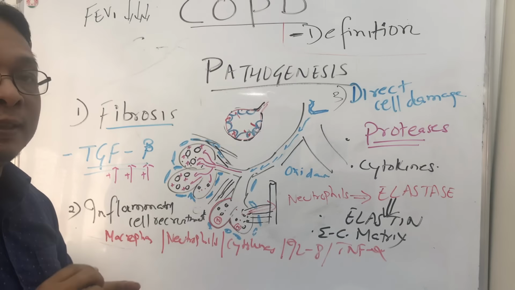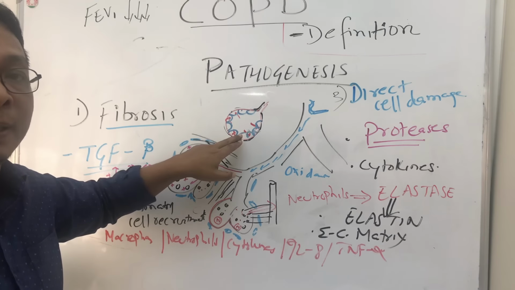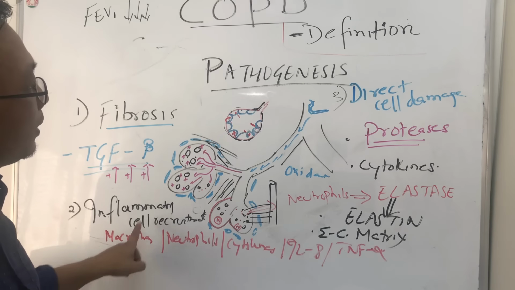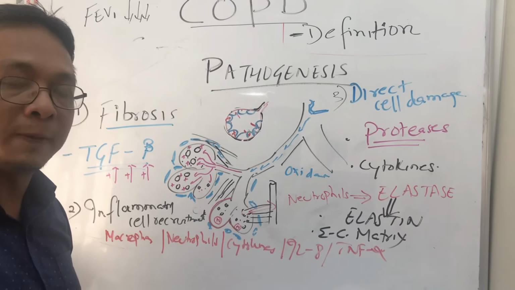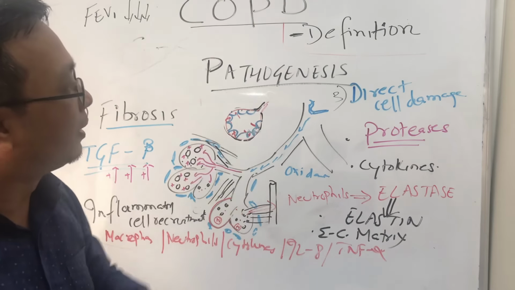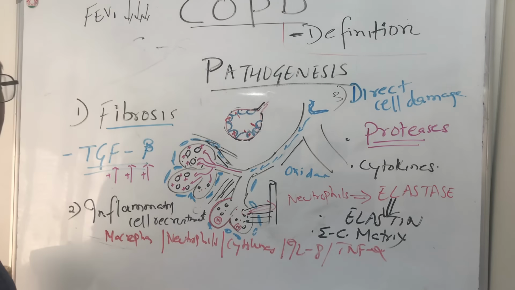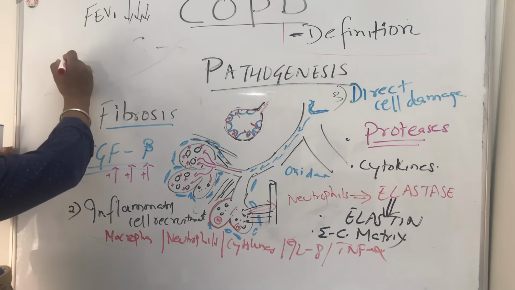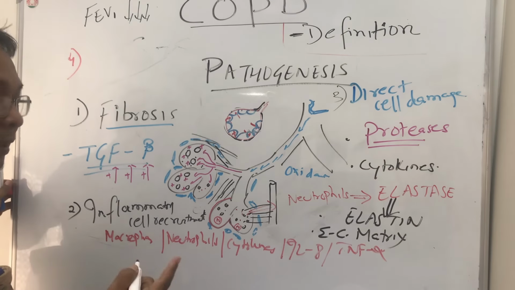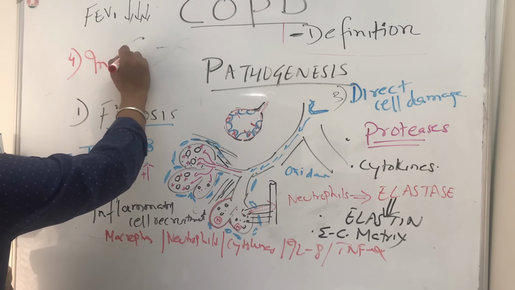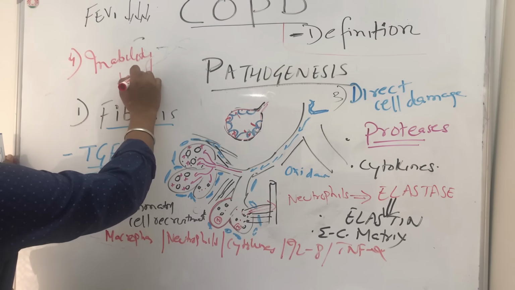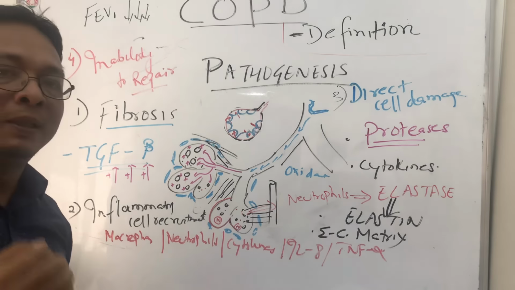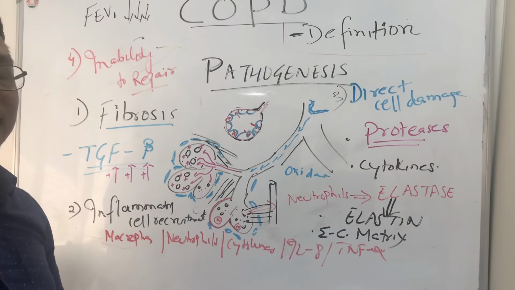Okay, and we know that surfactant is also released by this type 2 pneumocyte. So there is fibrosis, there is inflammatory cell recruitment, then there is loss of surfactant cells, and there is direct cell damage. That is number 3 in pathogenesis. Okay, and what is number 4? Inability to repair. Our lungs have a limited ability to repair this elastin.